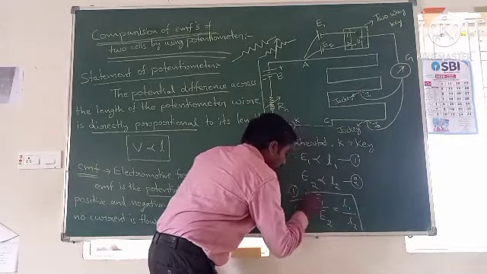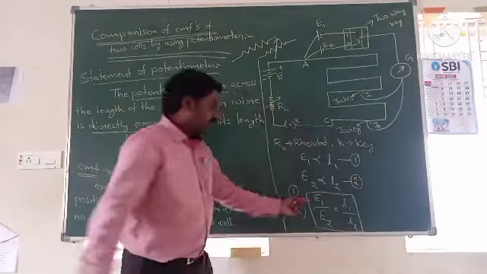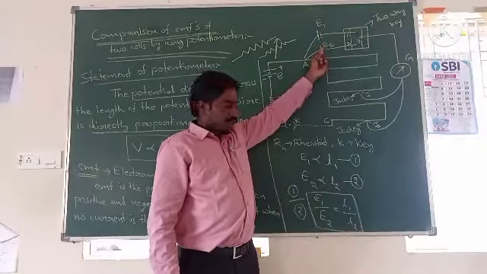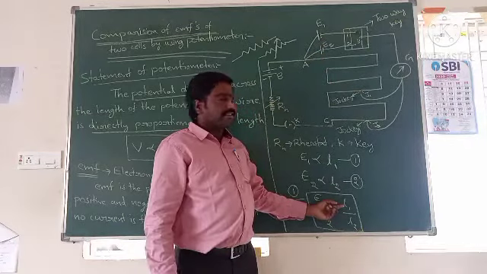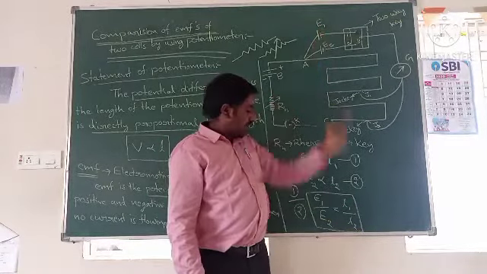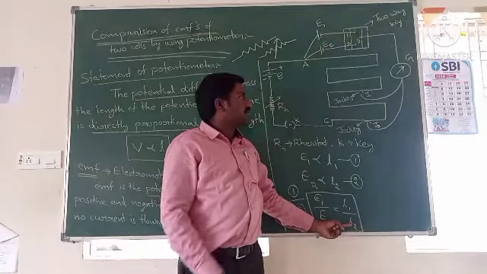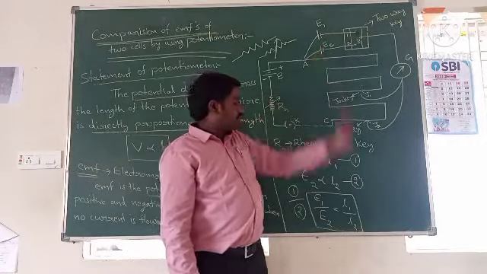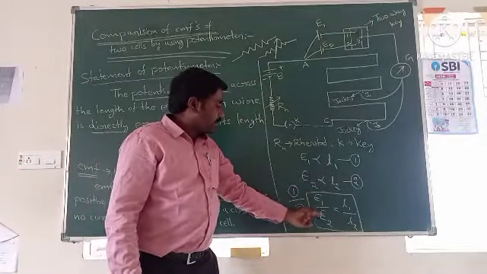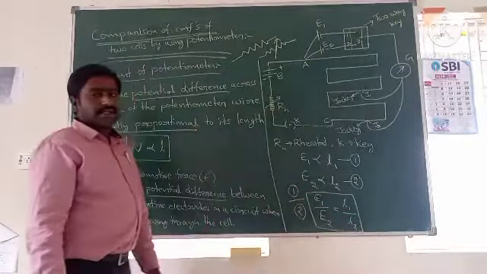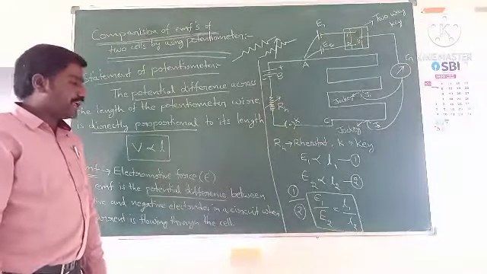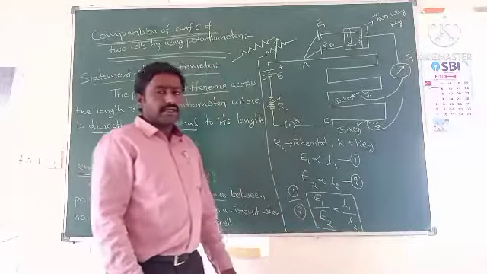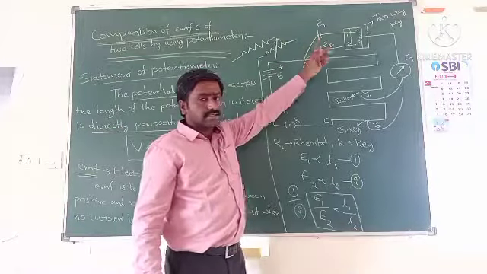So this equation represents the comparison of EMFs of two cells, where E1 is the EMF of the first cell and E2 is the EMF of the second cell. L1 is the balancing length when the current is flowing through E1, and similarly L2 is the length of the potentiometer wire at the balancing point when the current is flowing through E2. So this is E1 by E2 equals L1 by L2. This equation represents the comparison of two EMFs. By measuring the lengths, we can calculate E1 and E2, so that we can compare the EMFs of the given two cells. So thank you.